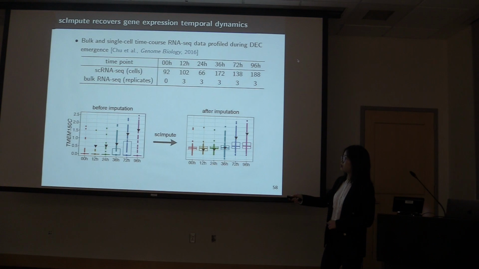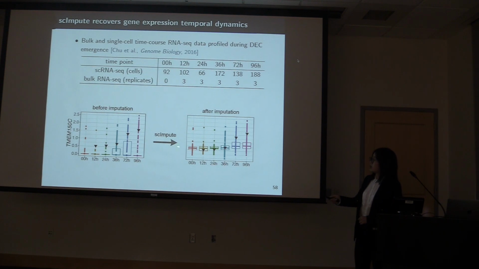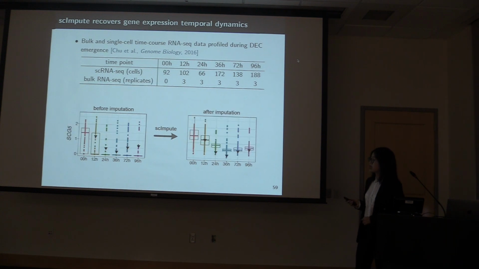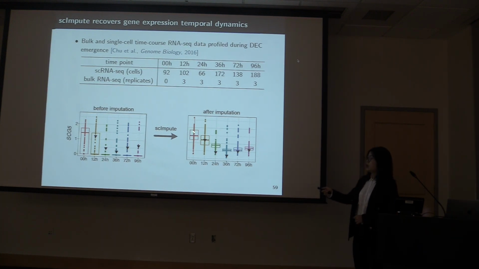Based on the expression values from bulk data, we can see that the mean expression of this gene increases along the differentiation trajectory, but this dynamics is not revealed by the single-cell data because of the dropout events. And after we apply S-impute, we're able to observe a consistent pattern of increasing mean expression through the single-cell data. Similarly, for this second gene, the bulk data shows that its mean expression first decreases and then increases along the differentiation trajectory. But still, only the imputed single-cell data is able to reveal this temporal dynamics.